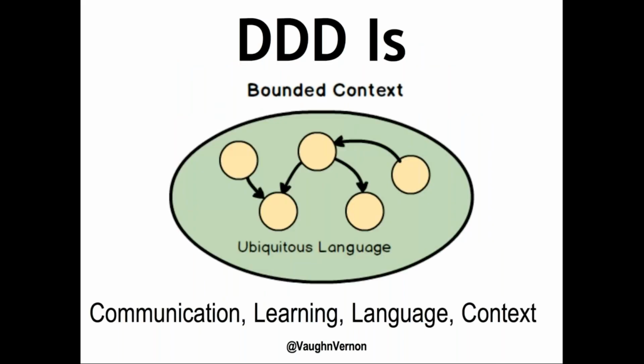What is DDD? Well, let's give this definition very briefly. It's what I would consider communication, learning, language, and context. So we communicate with people, we communicate with objects using the same kinds of communication that we have with people, and we learn from that communication that we have from people, and we codify that in our source, and that is reflected as a domain language, or a spoken language that is also a software language, and that language has a specific context within a bounded context.